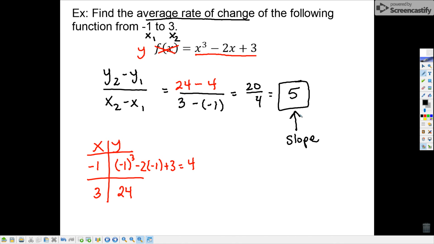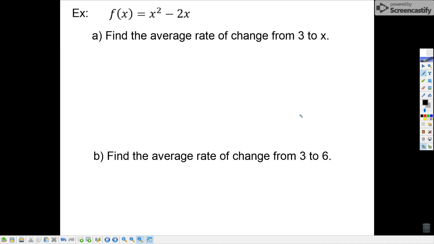I'm going to go ahead and do one more where it's a little more complicated. So I'm finding the average rate of change, or the slope, this time from 3 to x. So notice they don't specify the second term. That's okay. You're still doing the same thing. So y2 minus y1 over x2 minus x1. So let's go ahead and say 3 is x1, x is x2. So I can go ahead and put that in the formula. So we have x minus 3.